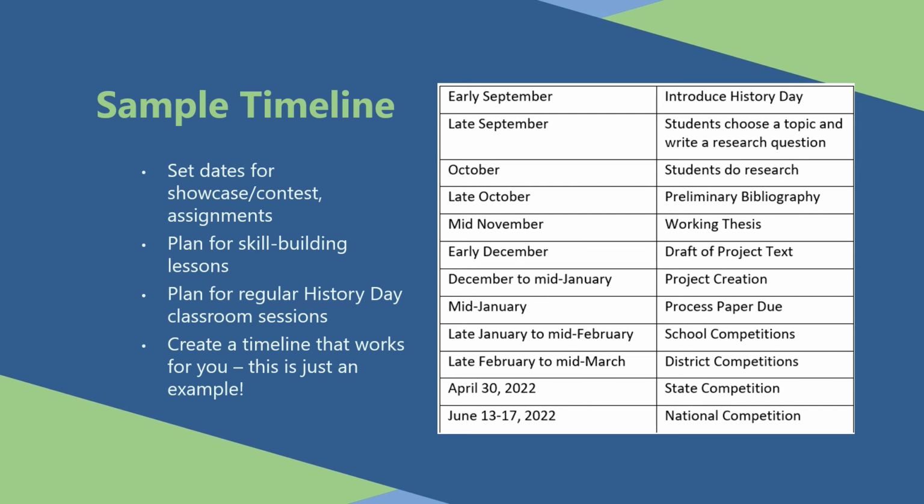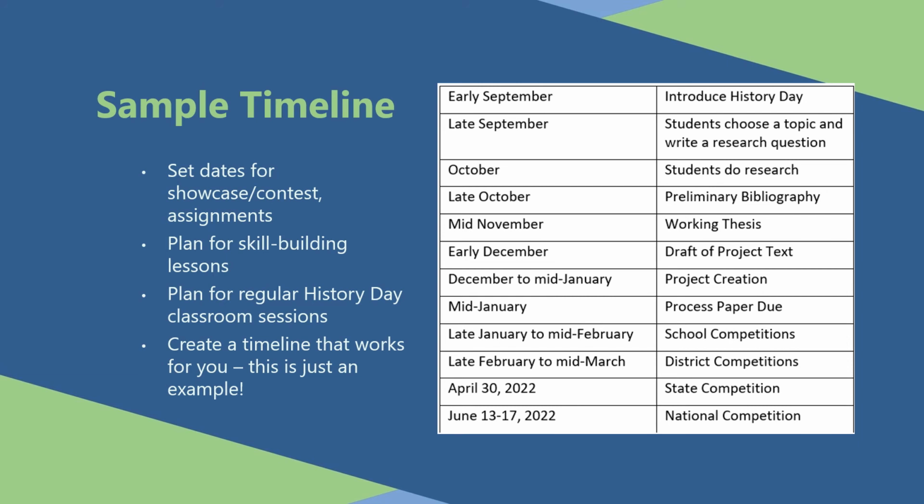One thing you'll want to do to plan is to create a timeline to map out the school year. Working backwards from your District History Day contest, pick dates for your school level contests and every other milestone assignment that makes up the project. Also plan for lessons to help students develop the skills they'll need. For example, a lesson on writing the annotated bibliography or what makes a good thesis statement, or a discussion about the theme to help them get ideas.